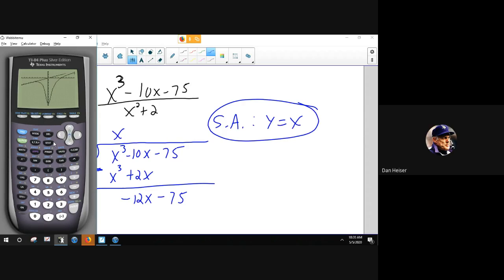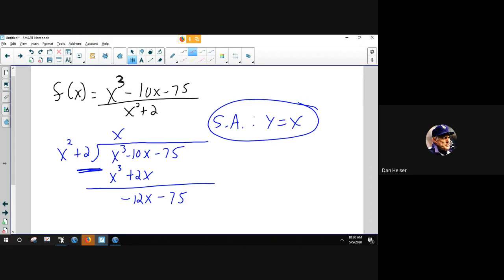So it appears that our function kind of looks like this. And then our slant asymptote would look like this. So we have, let me draw this. This is actually coming this way more. It's approaching that way. And our function sort of looks like this.